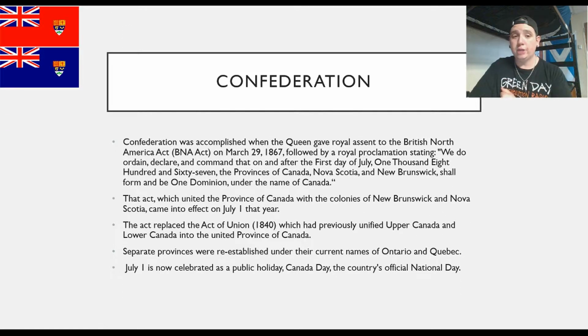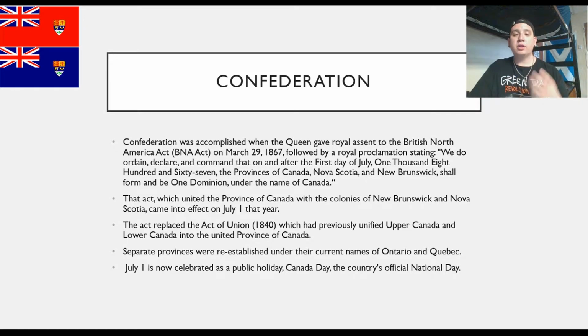So, the Confederation. Confederation was accomplished when the Queen gave royal assent to the British North American Act on March 29, 1867, followed by a royal proclamation stating, "We do ordain, declare, and command that on and after the first day of July, 1867, the provinces of Canada, Nova Scotia, New Brunswick shall form and be one Dominion, under the name of Canada." This act, which united the province of Canada with the colonies of New Brunswick and Nova Scotia, came into effect on July 1st that year as stated.